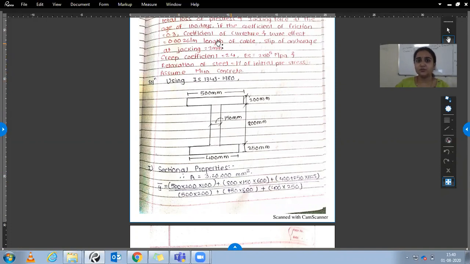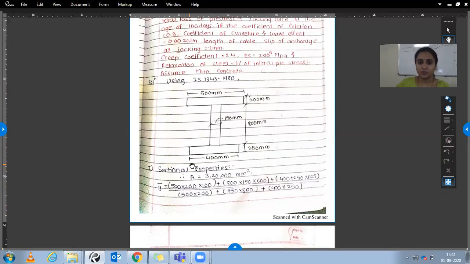According to the given dimensions, we have drawn this I section. Before starting the actual calculation of losses, we first find the sectional properties: area, y bar, and moment of inertia. For the area, we add up all these rectangular areas to get the final area. Then we find the y bar, the distance of the CG from the bottom.